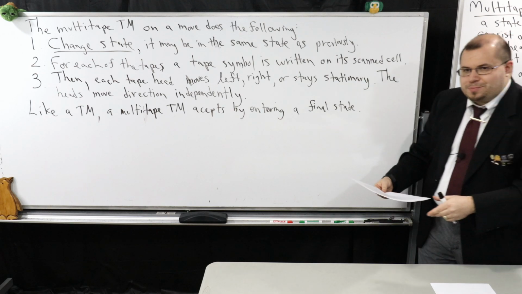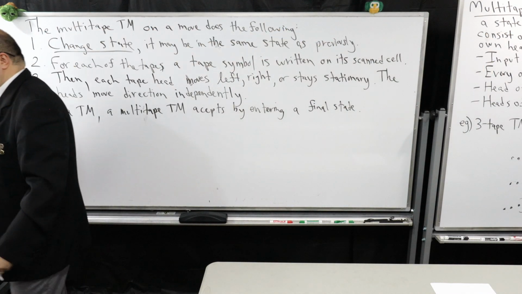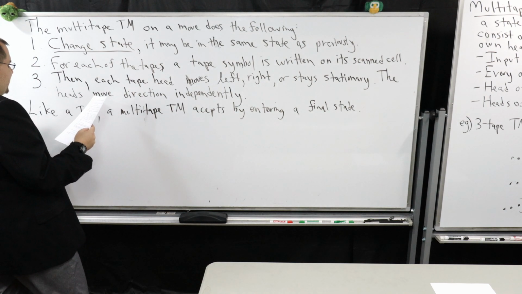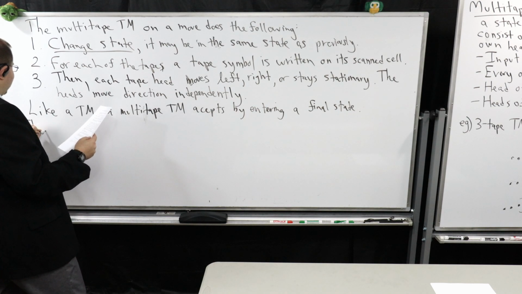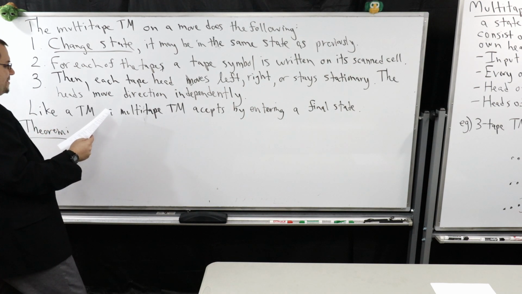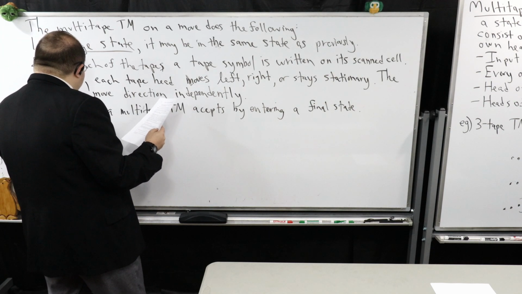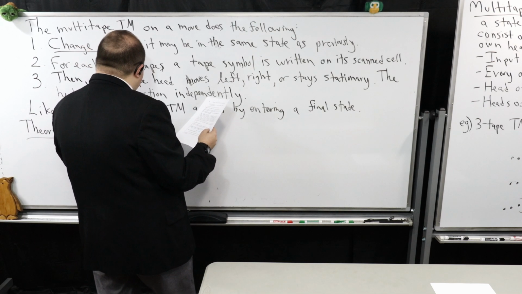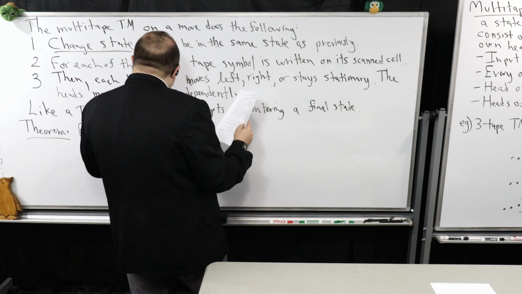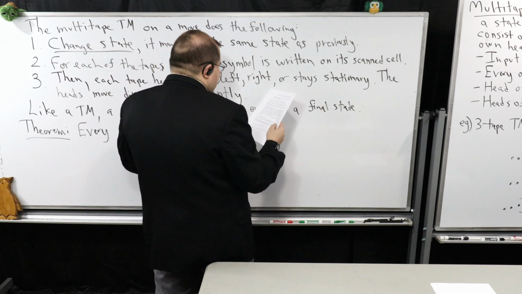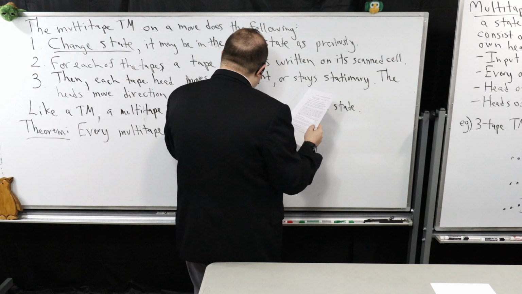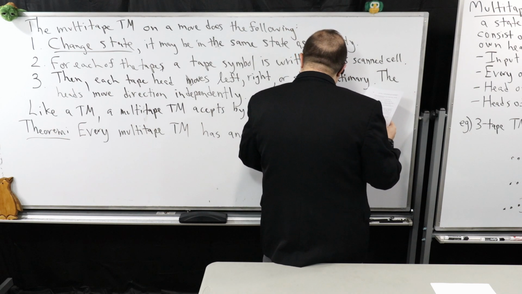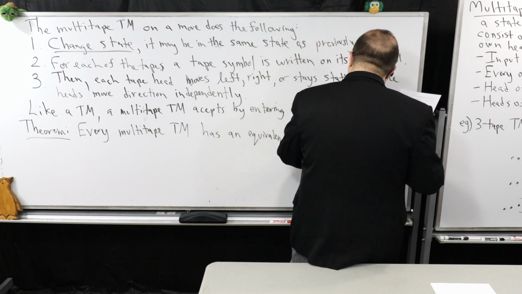So here's the theorem that I want to present to you. You might think, oh, look, we have all these tapes. We have the stay feature as well. Does this do anything for us? And as I suggested the other day, the answer is no. It's still going to be equivalent to some Turing machine. Every multi-tape Turing machine has an equivalent, just to be clear what I mean by that, one-tape Turing machine.